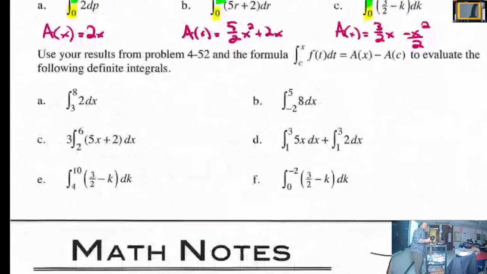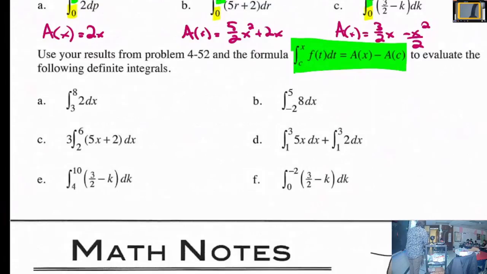Anyway, the formula you've got to work with is this one right here. If you want to evaluate an integral from some constant to some x of f of t dt, you take the area formula for that function, plug in the top bound, plug in the bottom bound, and then subtract them. So the first thing you have to do in these problems is connect them back to one of these 3. All 6 of these problems are related to one of these 3 above problems.